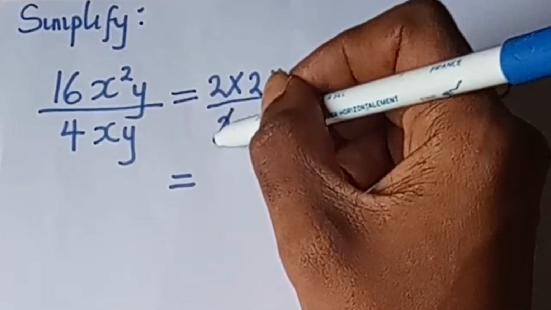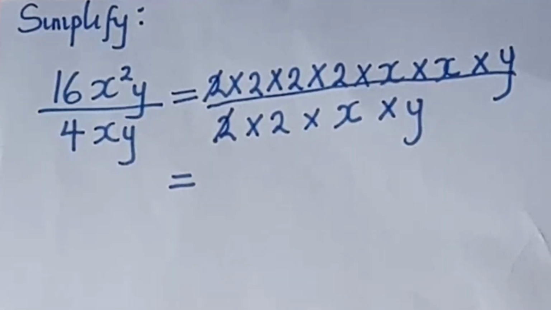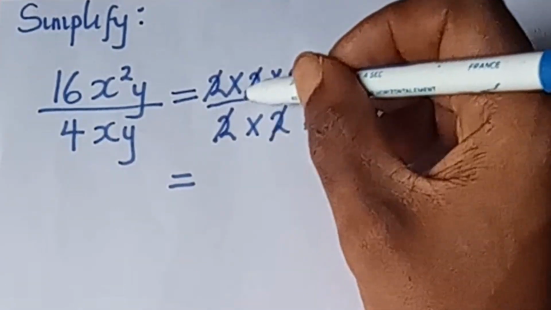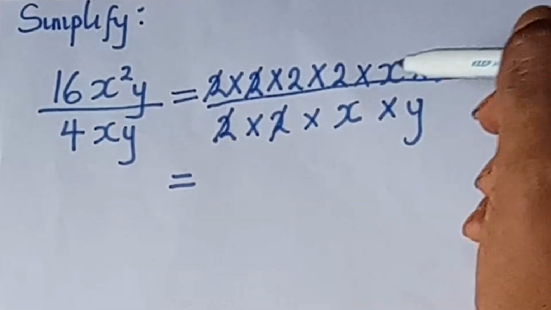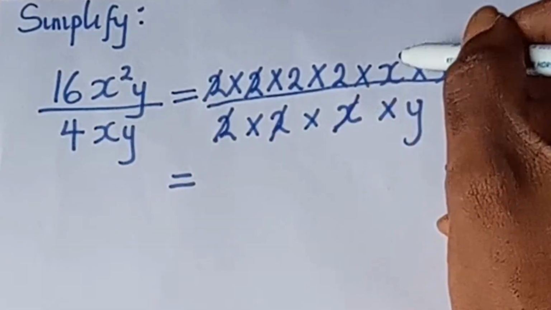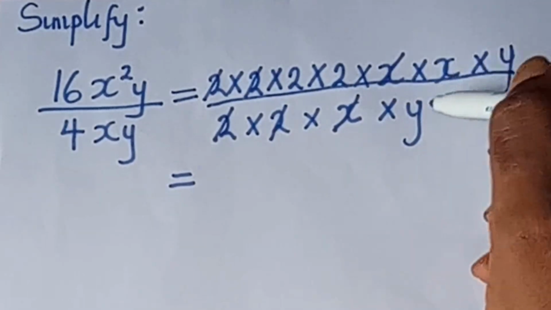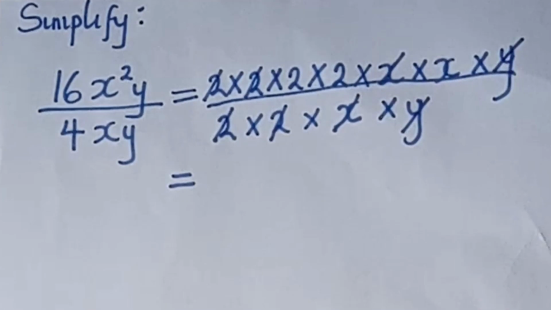So this 2 we cancel this 2 we cancel this. Okay, this x we cancel this x, this y we cancel this y. So that's all we have for now. So we'll bring down the remaining ones.